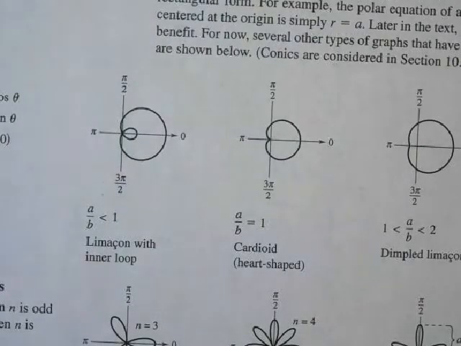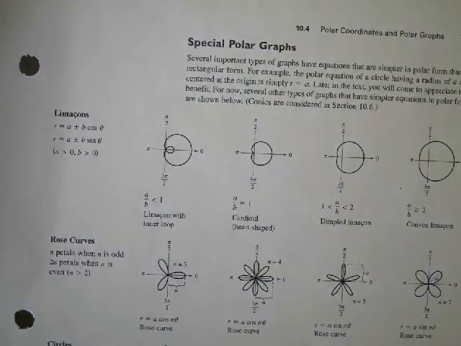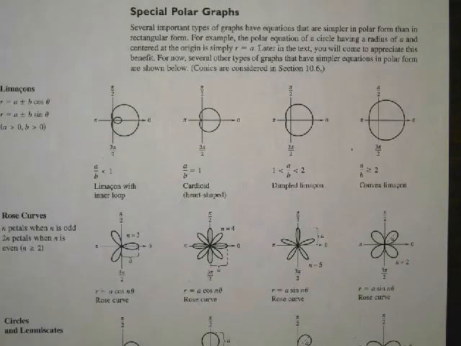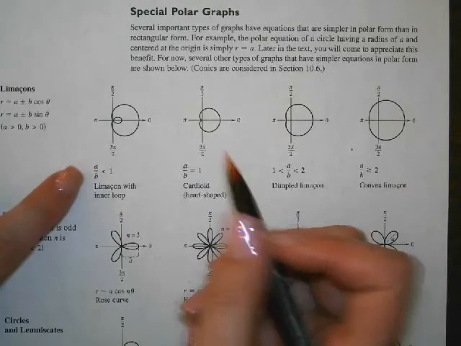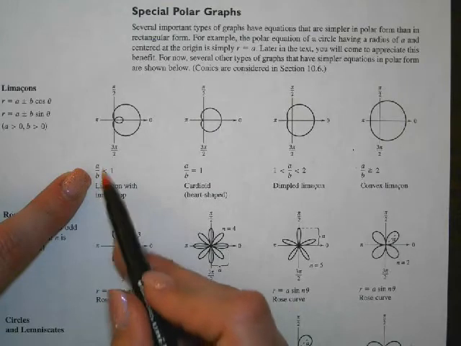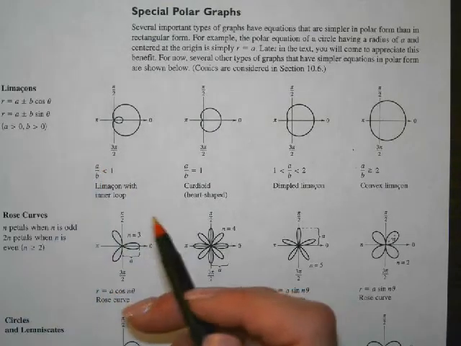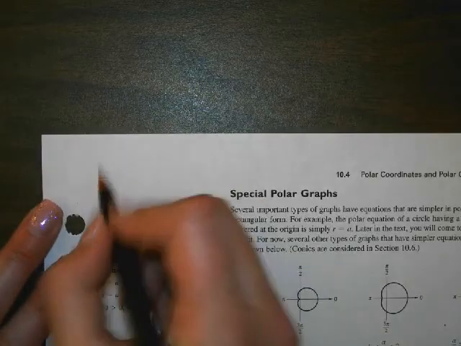So these are the special polar graphs, and if you guys remember, I said that you have to memorize what they look like. You need to know, and I don't really think of it as a ratio of A to B. I think of it as which one is bigger. So here's the general form of most of these.